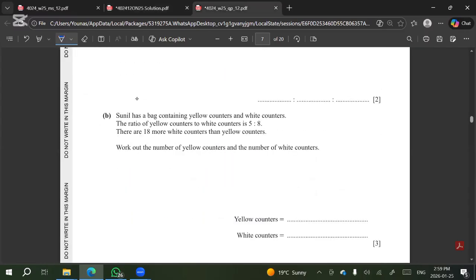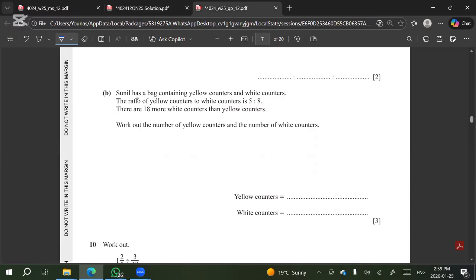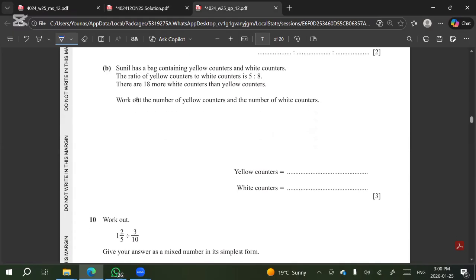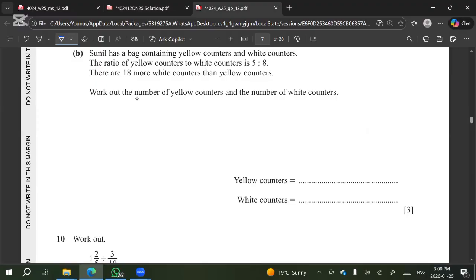Let's try the B part. The B part is of 3 marks. He says Sunil has a bag containing yellow counters and white counters. The ratio of the yellow counters to the white counters is 5 ratio 8. There are 18 more white counters than the yellow counters. If the yellow will be Y, or you can say X, suppose, then these will be X plus 18. What the sentence is, there are 18 more white counters than the yellow counters. Work out the number of the yellow counters and the number of the white counters.